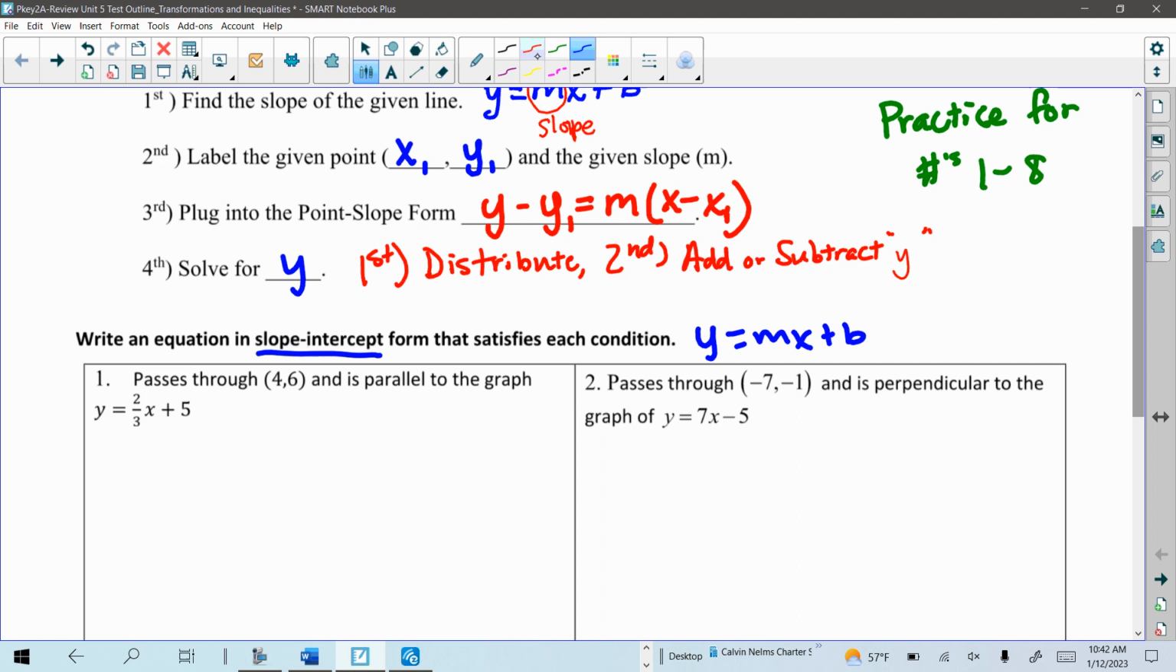So on number 1, they want the equation to pass through the point (4, 6). That represents your x1 and your y1. They want it to be parallel. What did you know about parallel? Yep, same slope.